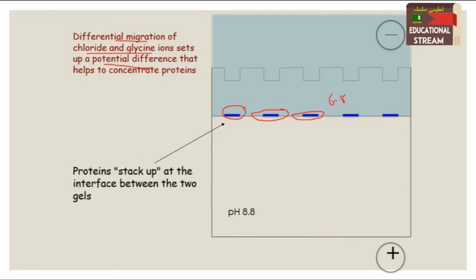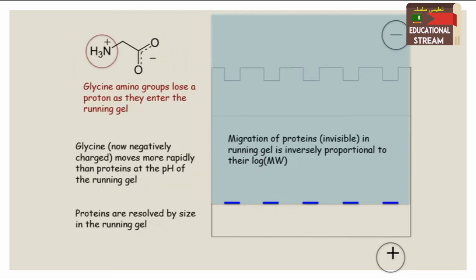All the proteins will set up over here, or we can say that the proteins stack up at the interface between the two gels. Now the proteins are ready to enter into the resolving gel. Now we will change the current. What will happen to the glycine? Now it will lose its proton from the amino group, so it will lose its positive charge and it has the negative charge, and now the samples are able to move in the running gel.